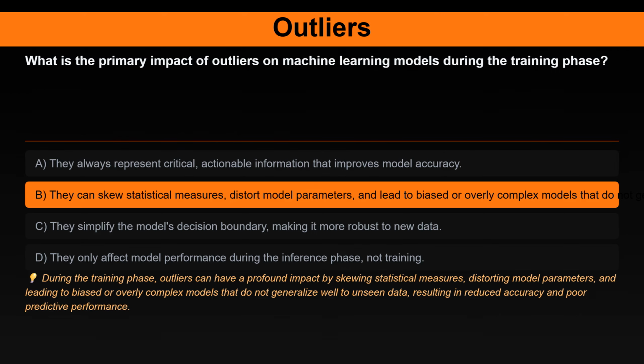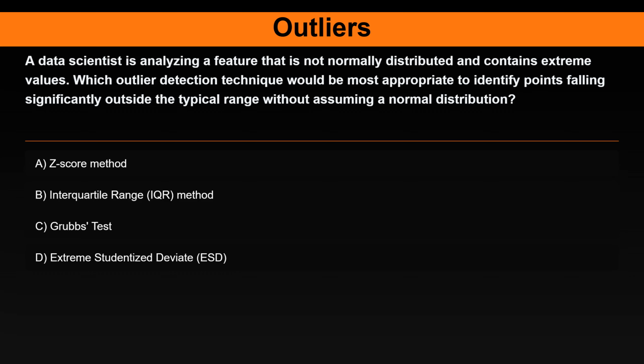The correct answer is, they can skew statistical measures, distort model parameters, and lead to biased or overly complex models that do not generalize well. Here's the explanation. During the training phase, outliers can have a profound impact by skewing statistical measures, distorting model parameters, and leading to biased or overly complex models that do not generalize well to unseen data, resulting in reduced accuracy and poor predictive performance.